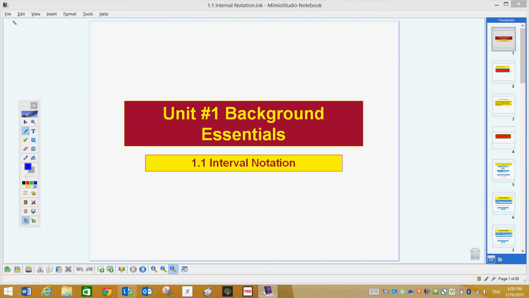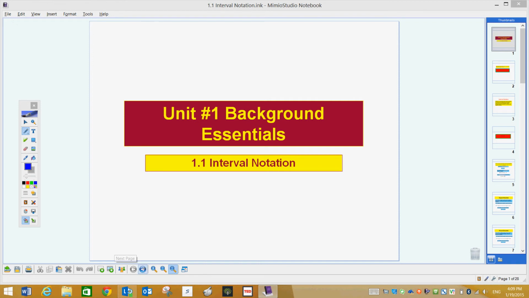Welcome to Calculus 30. Today we are going to begin Unit Number 1, titled Background Essentials. In today's lesson, we are going to learn about interval notation. Interval notation is a way of writing a certain domain for a particular function. Instead of using inequality symbols or a number line, we are going to use interval notation to record our domain.